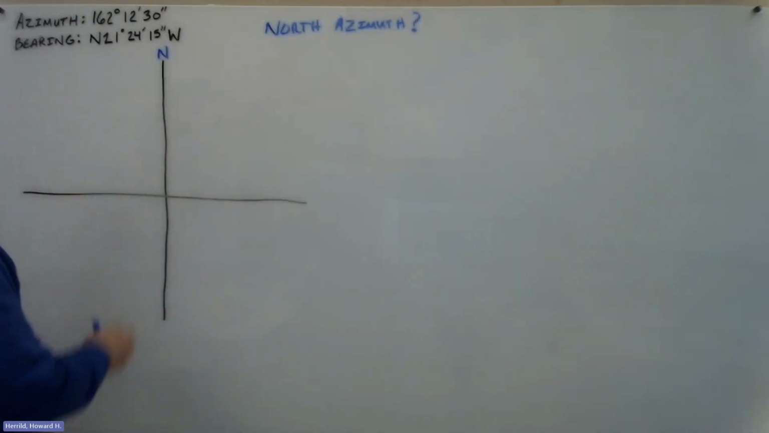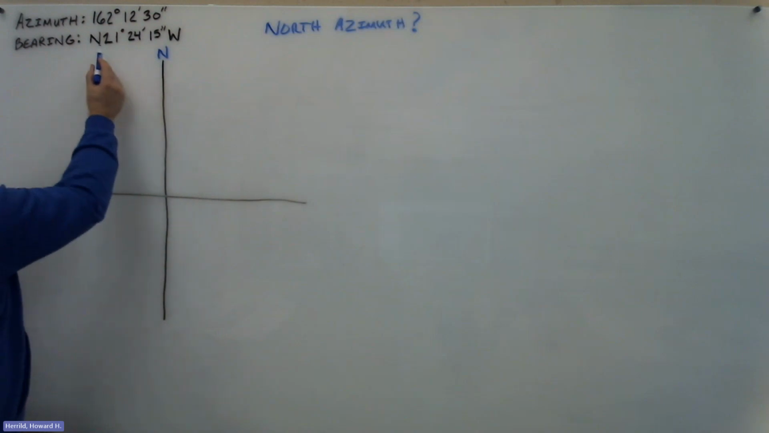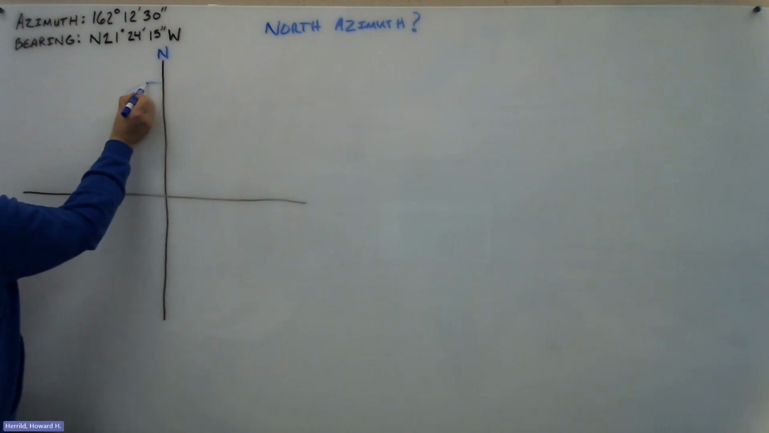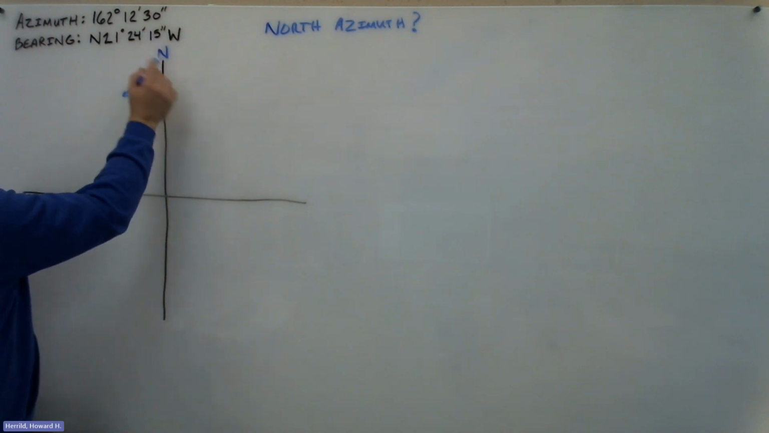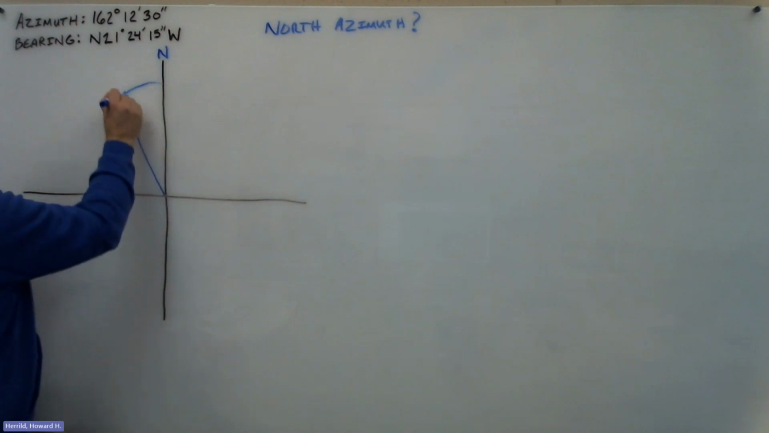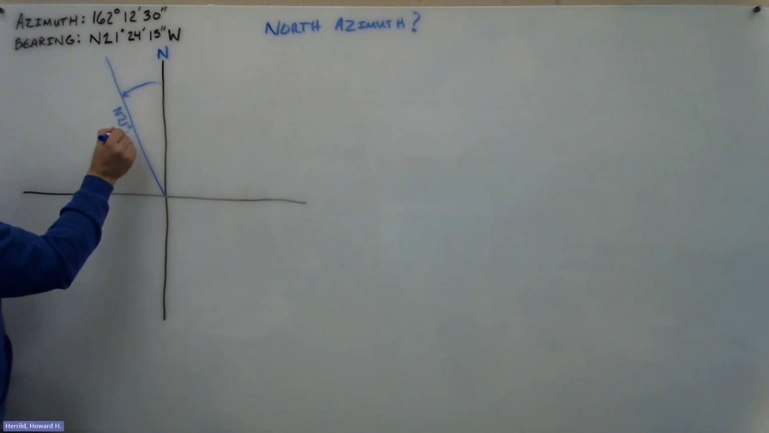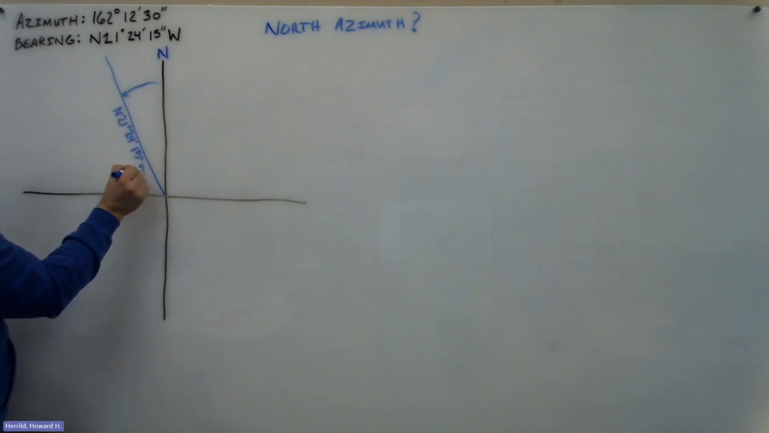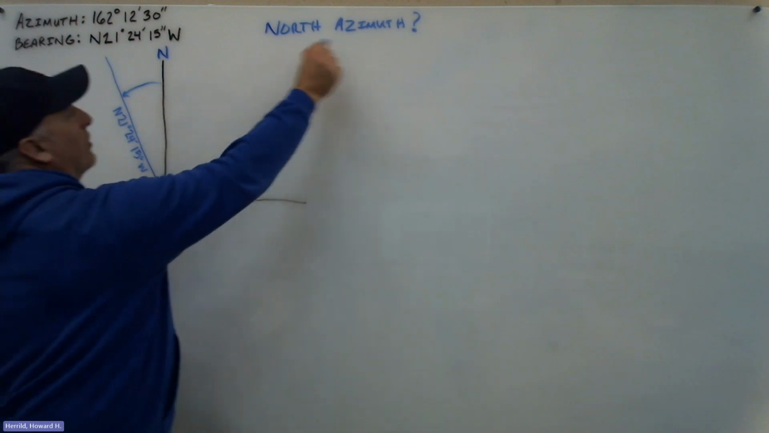Okay, so I have my northwest bearing here, so I'm going to draw that line on here, and I know that it's north 21 degrees of west. So I have to come over here, like so, about 21 degrees, 24 minutes, 15 seconds west. So my line is out here like this. So this is a north 21 degrees, 24 minutes, 15 seconds west bearing. Okay. Now we're going to find the north azimuth here.